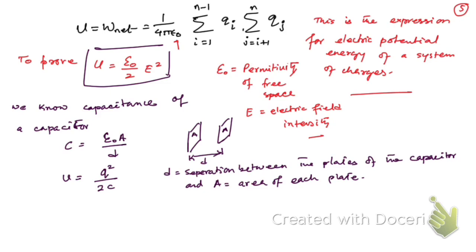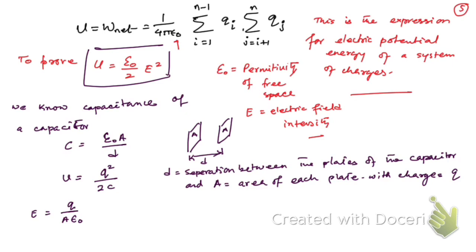where Q is the charge on its plate, so the area of the plate with charge Q, right? So in that case, electric field E is equal to Q by A epsilon naught, right? Q by A epsilon naught.